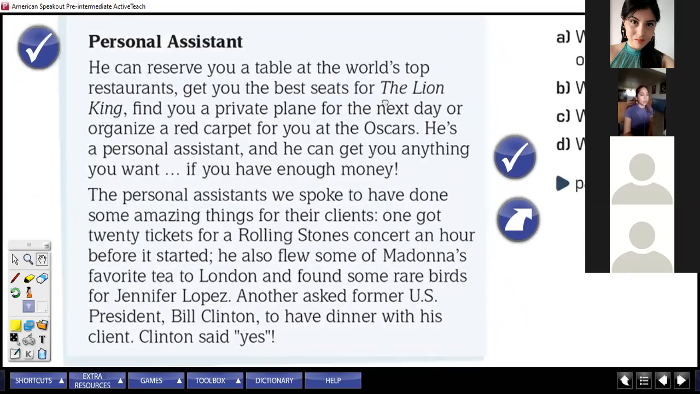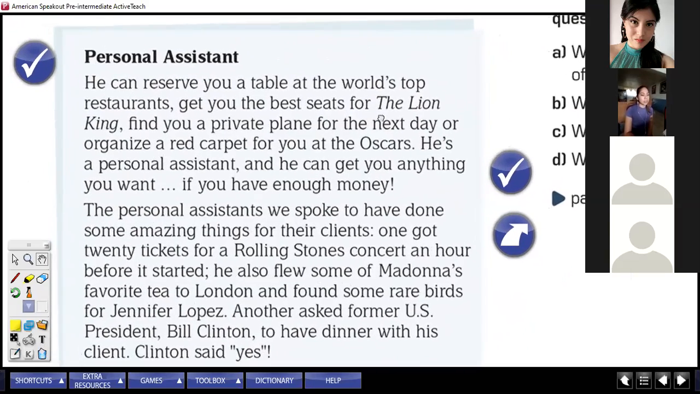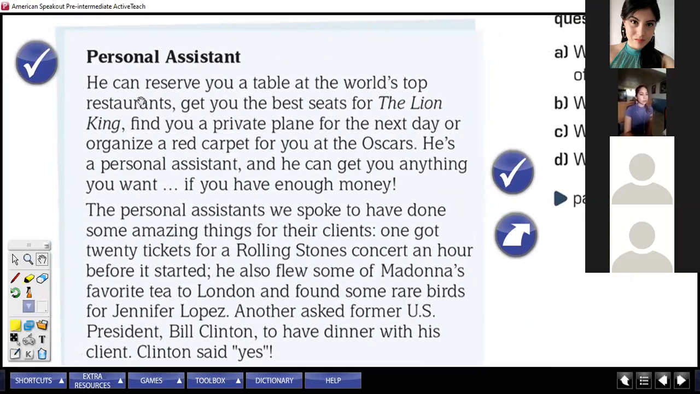So let's read what are some examples of personal assistants. Alejandro Perez, could you please start reading? He can reserve you a table at the World Stop restaurant. Get you the best seats for the Lion King. Find you a private plane for the next day or organize a red carpet for you at the Oscars. Remember to pronounce S at the end, Oscars.